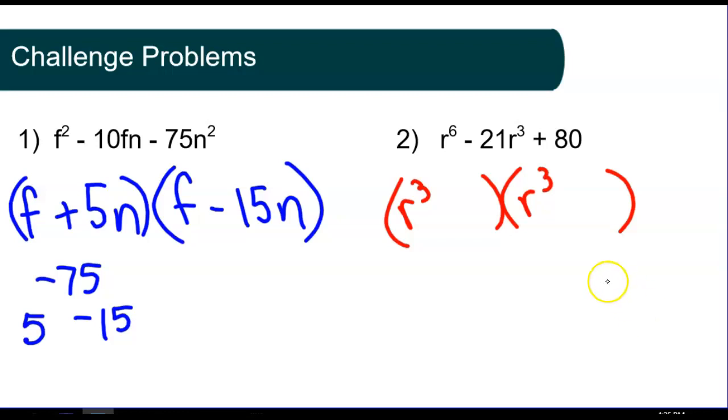So what are the factors of positive 80 that add up to become negative 21? How about negative 5 times negative 16? R to the 3rd minus 5, r to the 3rd minus 16. And that is how we factor trinomials.